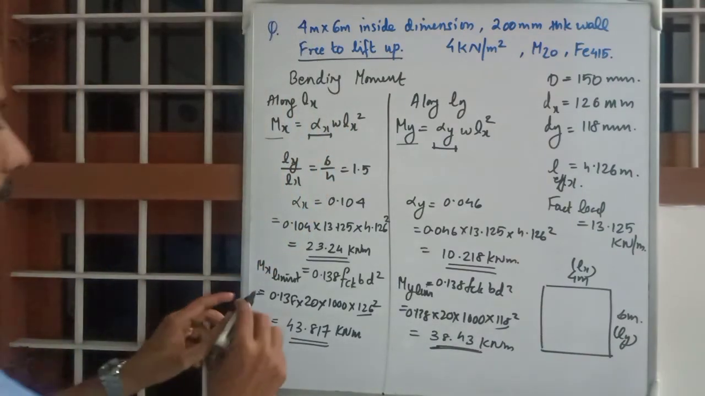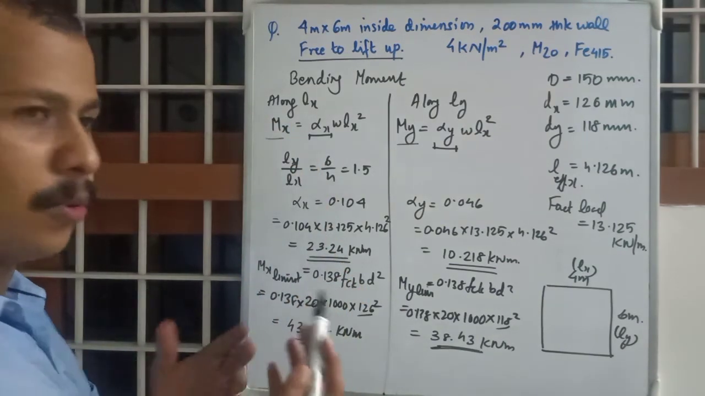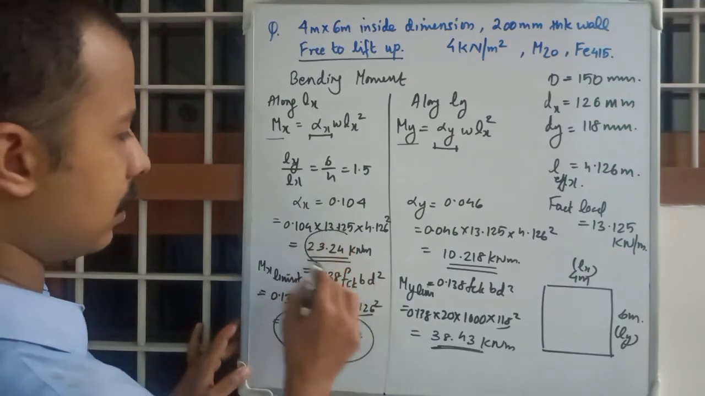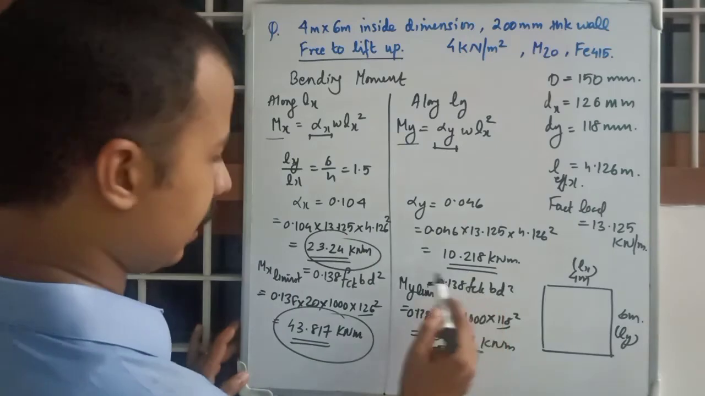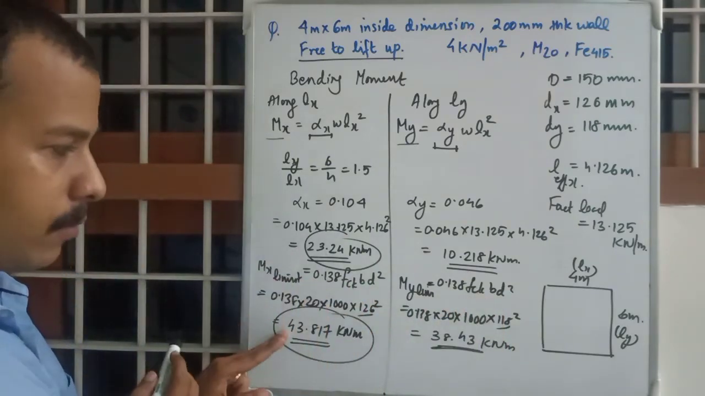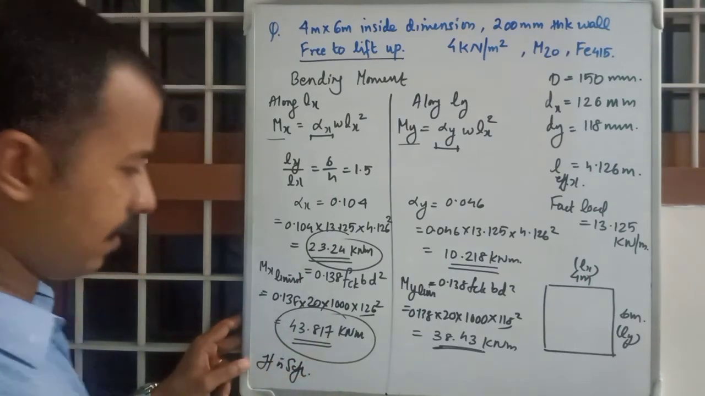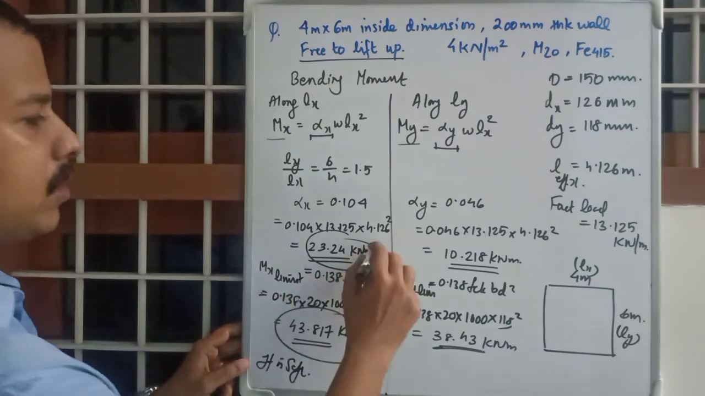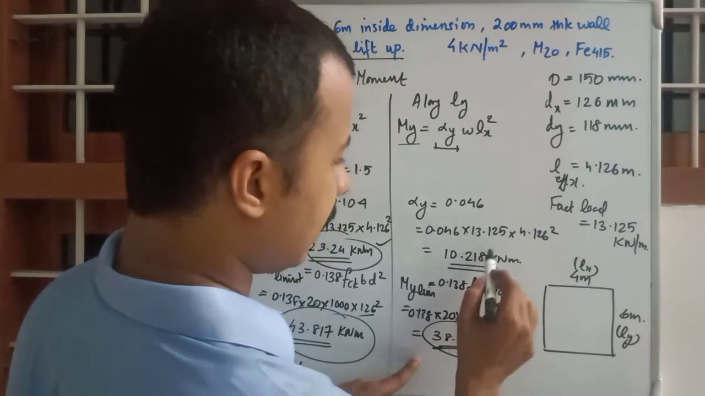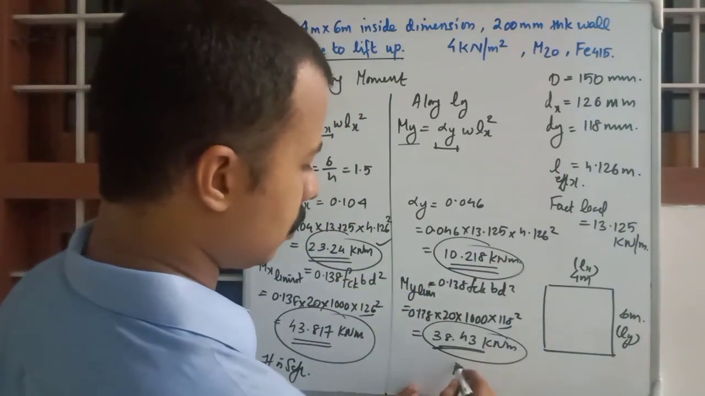Okay, so we have limit values and Mu values. So what you do next, you will just compare these limit values with these values. Is it safe? The limit value is greater than the actual value, so it is safe. We'll continue with this factor. In this case, limit value is greater than actual moment, so it is safe.